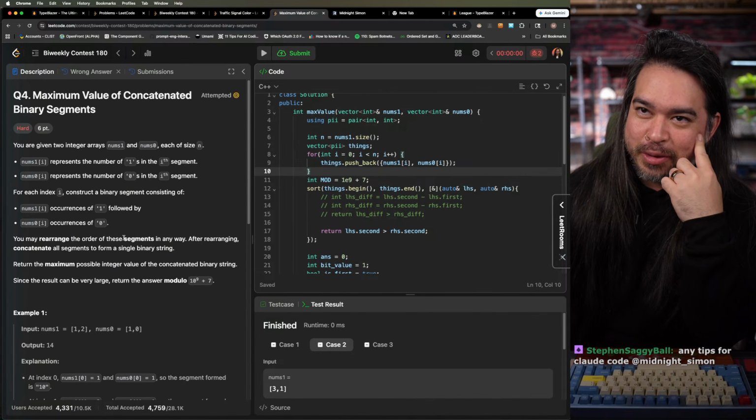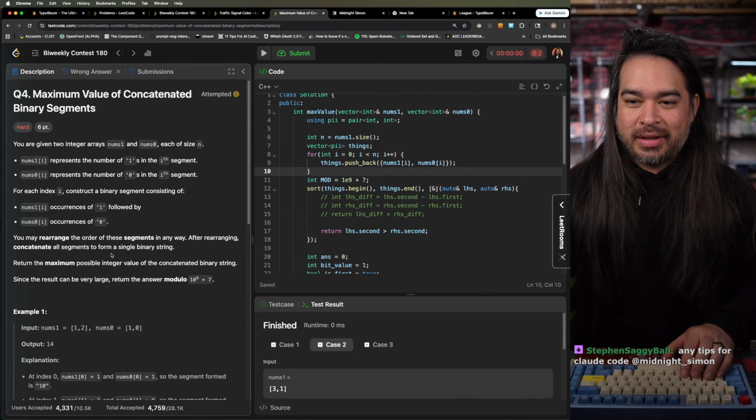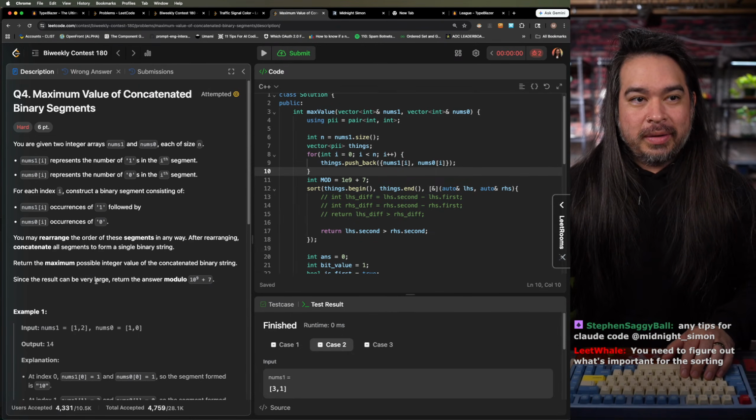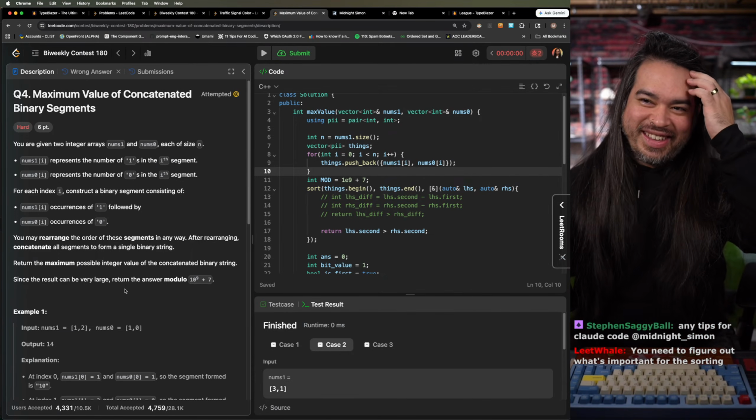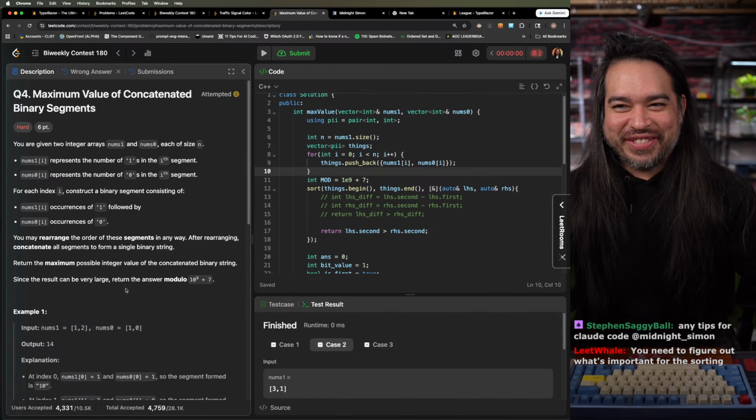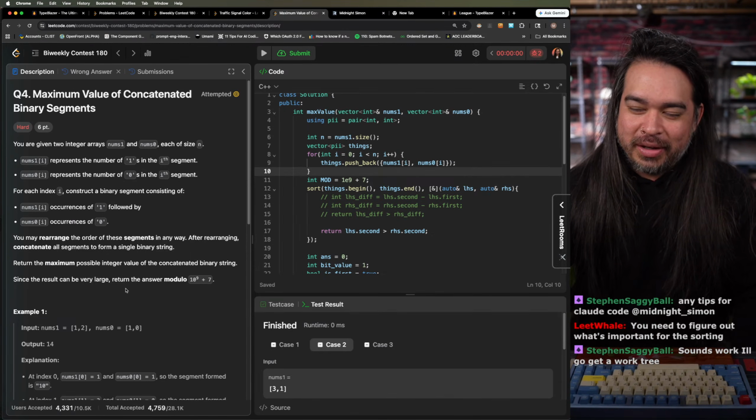All right, I'm about to give up on this problem, man. So you need to figure out what's important for sorting. Yeah, I've been trying to figure that one out, Leet Whale. But I don't know what is important.